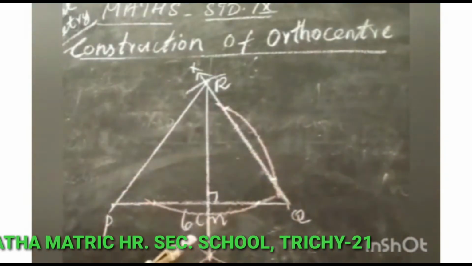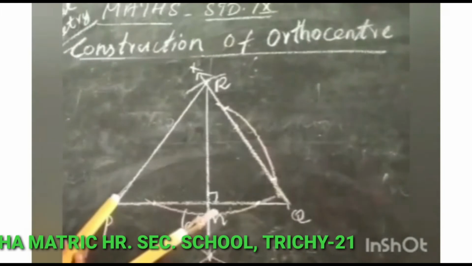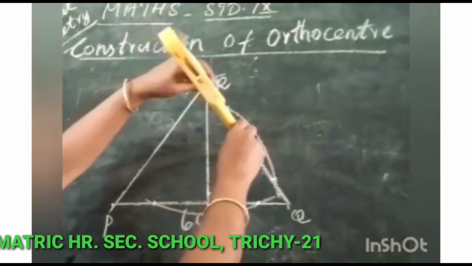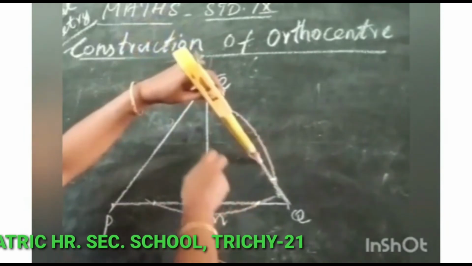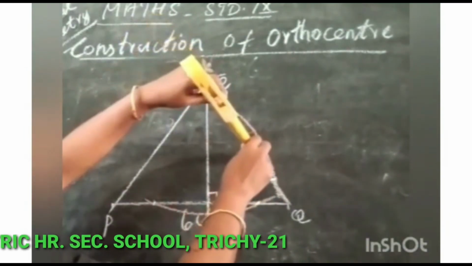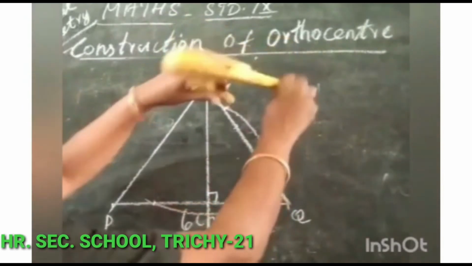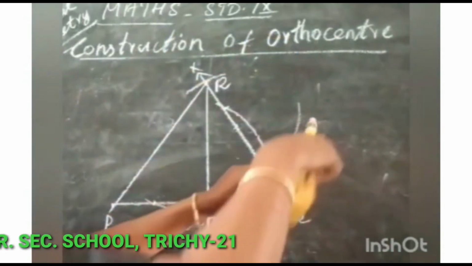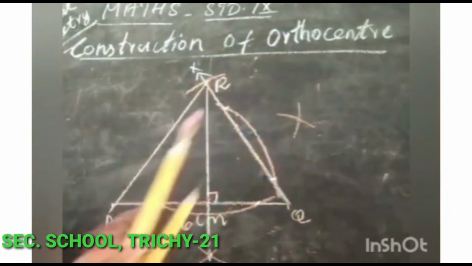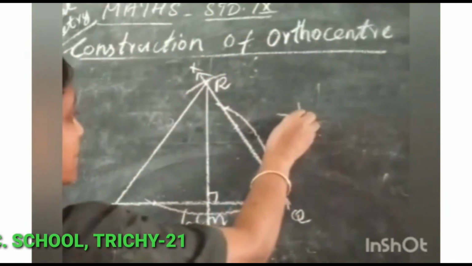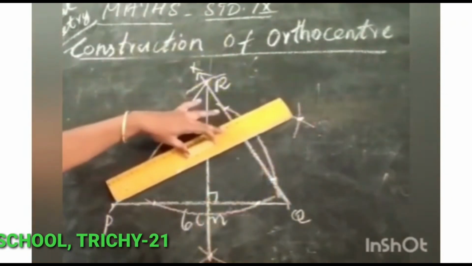Then after that, you can take the more than half measurement. By using these 2 points you can take the more than half measurement. You put one arc like this. On the other side also put that arc. The two arcs cut at one point. So you can join this to the point P.